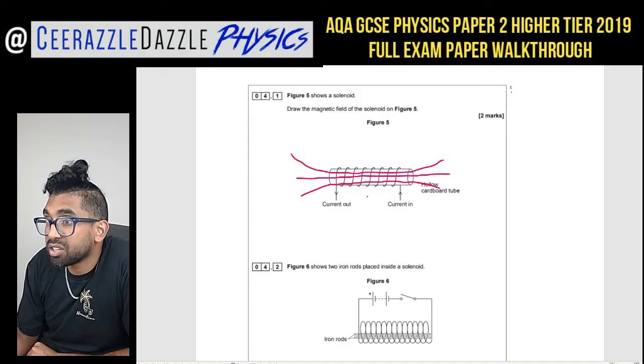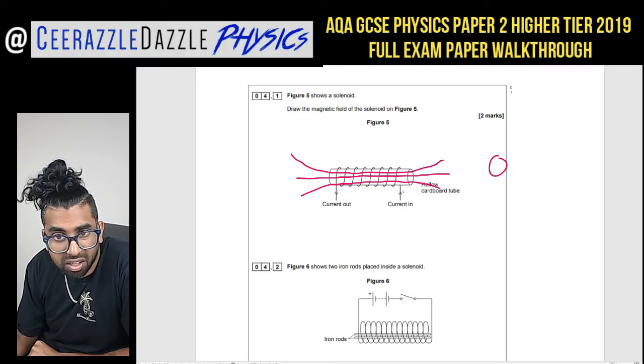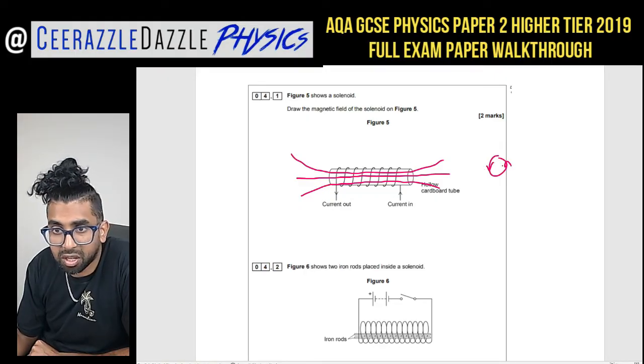Now, which way are those lines going? Don't forget, we can imagine you look at the side of this tube, you'll see a circle, and look, the current's going up this way and down that way, just on this side over here, and therefore this is going right.